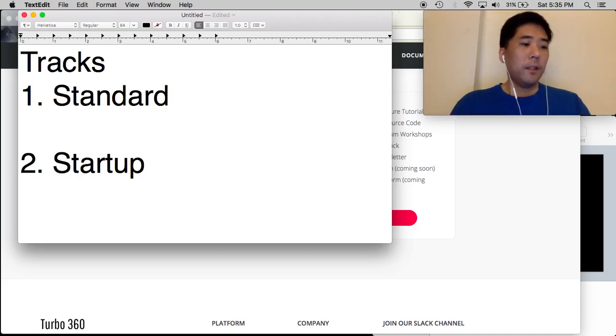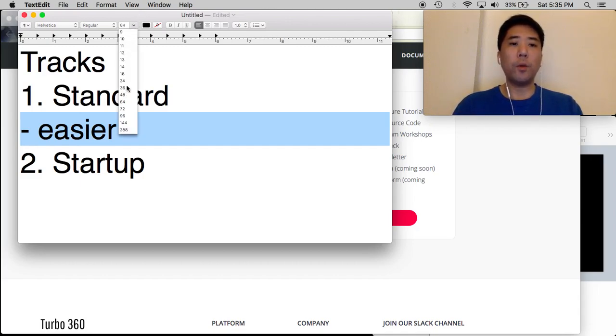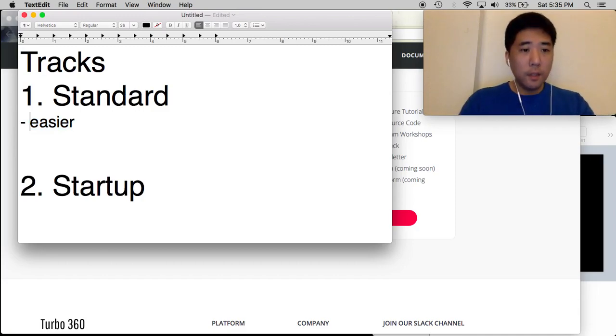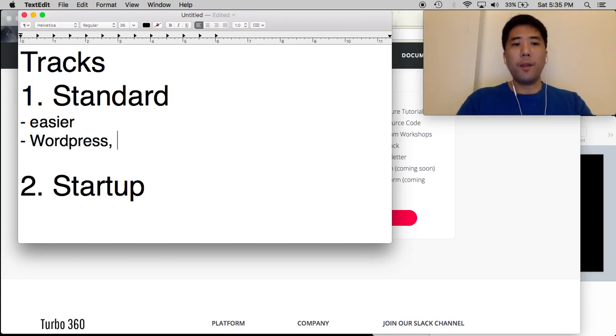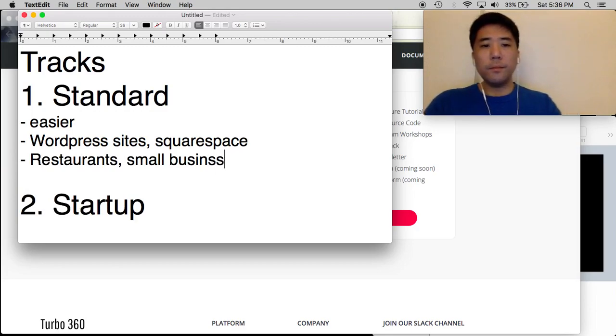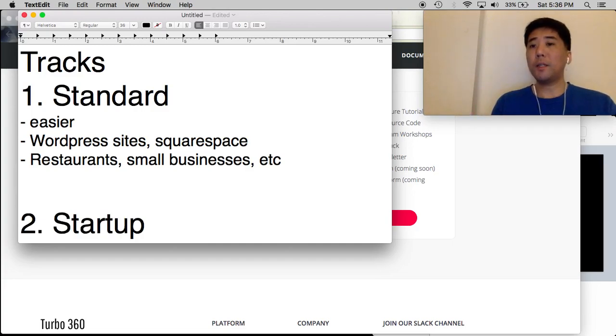So the standard track is certainly easier. There's no doubt about it. These are the typical WordPress sites. All these notes will be in the actual materials on the website. So WordPress sites, Squarespace, stuff like that. Mostly for restaurants, small businesses, etc. So again, it's what people typically think about when they think of a freelance engineer.